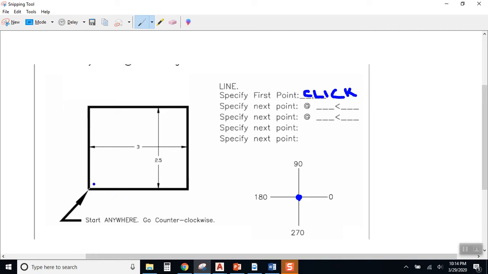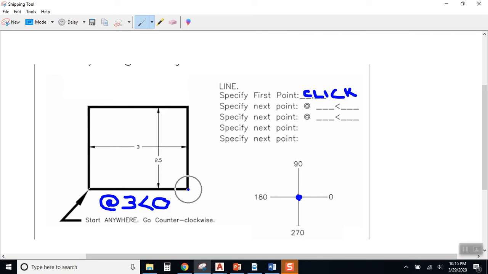For our next point, if we go from here to here, we're going to say, AutoCAD, forget about the number line, forget about the origin. Just go from my last click. And then what is our distance? Well, left to right, our distance is 3. And then we're going to use the less than sign to indicate we want to give it an angle. And if we are here, what angle are we going to use? That's right, 0.